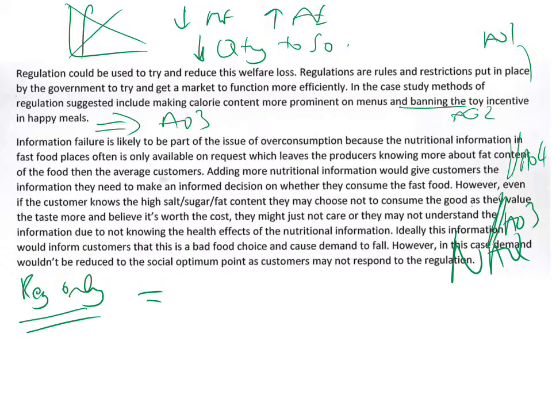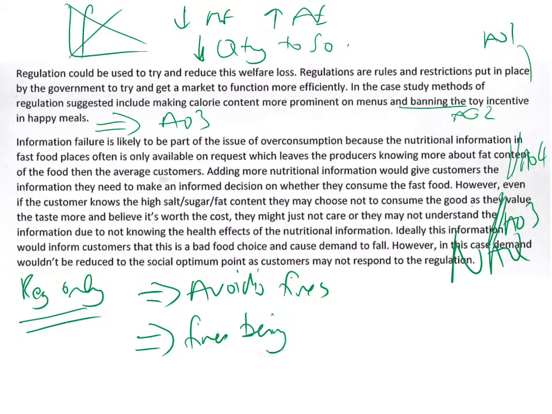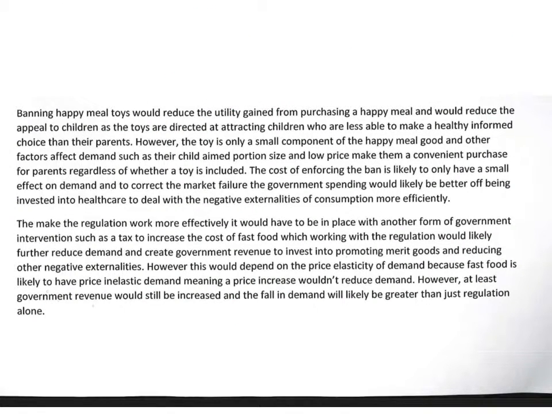So what we need to look at is those reasons why regulation wouldn't be effective, along the lines of avoiding fines, or fines being too low for businesses. And to apply, the quota could be on fast foods, or you could analyse the ban, but along the same line of people breaking them. Banning Happy Meal toys reduces the utility gains in a person's Happy Meal and reduces the appeal to children as toys are. So again, we've got some application here, AO2.